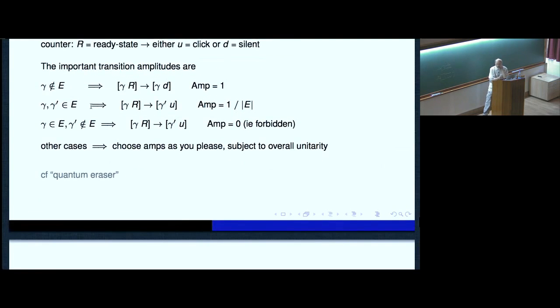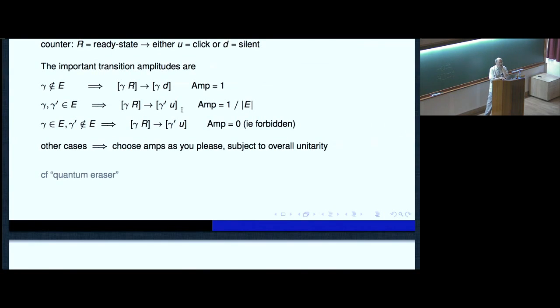Now let's take the case where gamma is, what the set of ancillas have remembered is, that the photon history was one of the ones we're looking for. It's in the event E. And suppose that gamma prime is a second ancilla configuration, which also belongs to the event E. Then we make a transition from gamma R to gamma prime U with amplitude 1 over E.